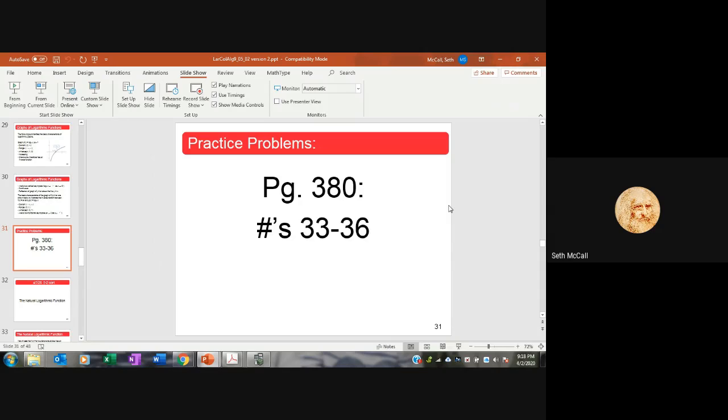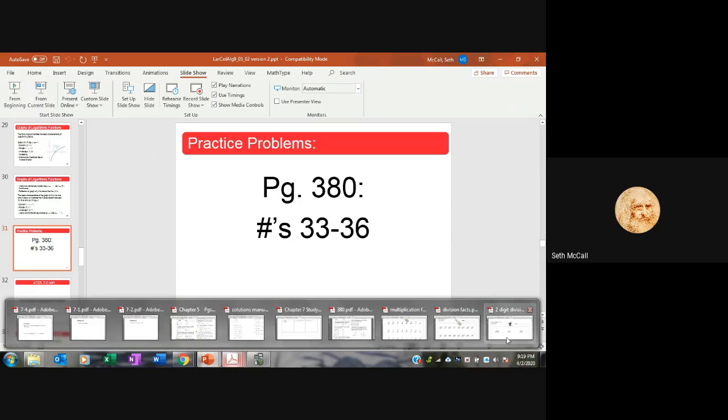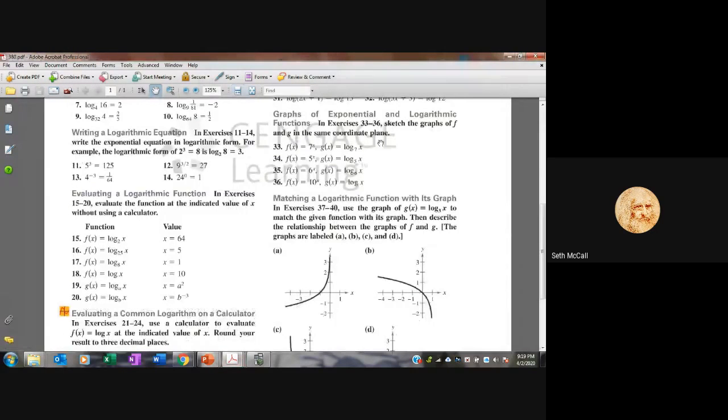I'm going to go over page 380, problems 33 through 36 to hopefully offer some clarification if you had any questions on these problems. All of these problems asked you to sketch a graph. It says sketch the graphs of f and g in the same coordinate plane. And so you have an exponential function followed by a logarithmic function. If you remember from what I showed you in the last lecture, if you come up with a table for the exponential function, the logarithmic function is extremely easy to graph because you just reverse the ordered pairs. So I'm going to show you how to do that now.